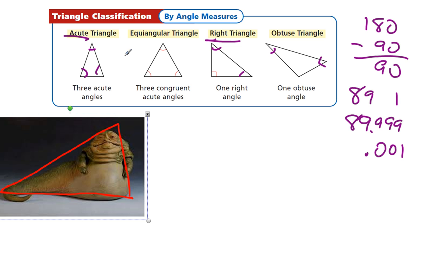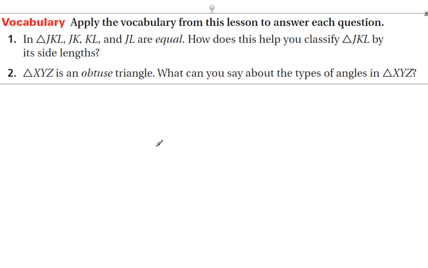Okay, so that's how we classify triangles. We can move on and practice now. Alright, apply vocabulary to answer the question. And you should pause and do this yourself, because you should be able to do this. You should have been able to do this before I said anything. So, pause it right now. Okay. Alright, in triangle JKL.